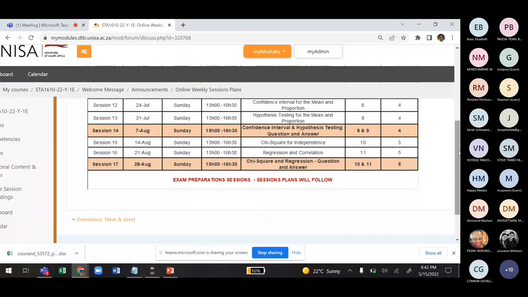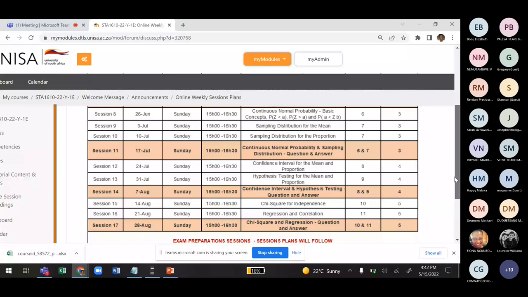So I will have a proper exam preparation timetable for us to follow, but it will be closer to the exam. For now, don't worry about the exams, worry about the assignment. So this is what I wanted to show you.